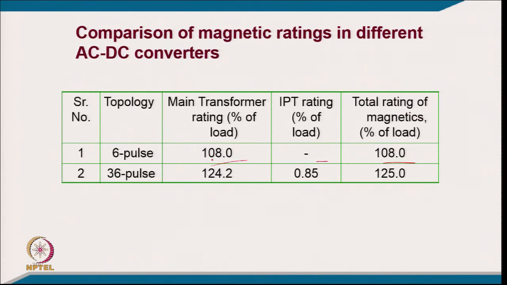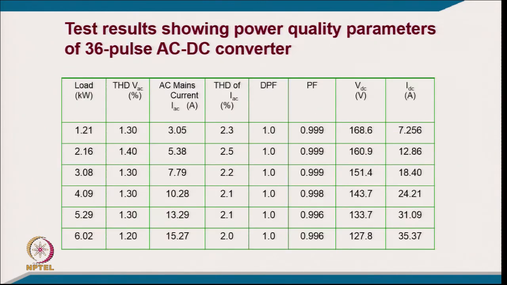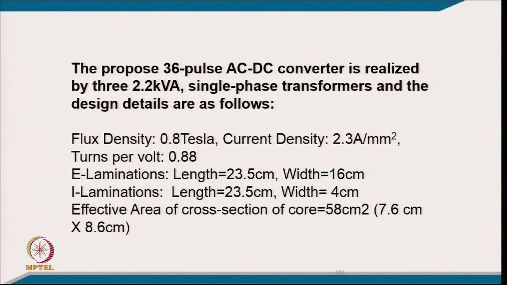You can compare the magnetic rating. For 6 pulse you do not need the interphase, but because of the quite distorted current you are getting 8% more, a rating of 108%. In the case of 36 pulse you are getting a higher rating, and this is the interphase rating, and you get 125% rating of the transformer or magnetics. This is how the TAD of the current changes with load, from 2.3% to 2% in this 36 pulse converter.